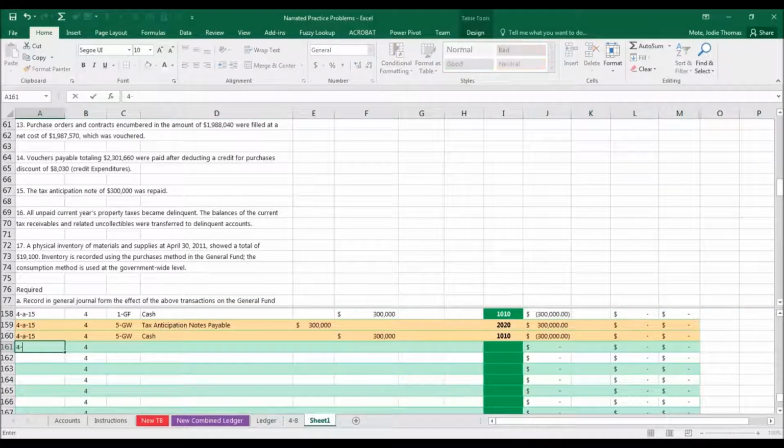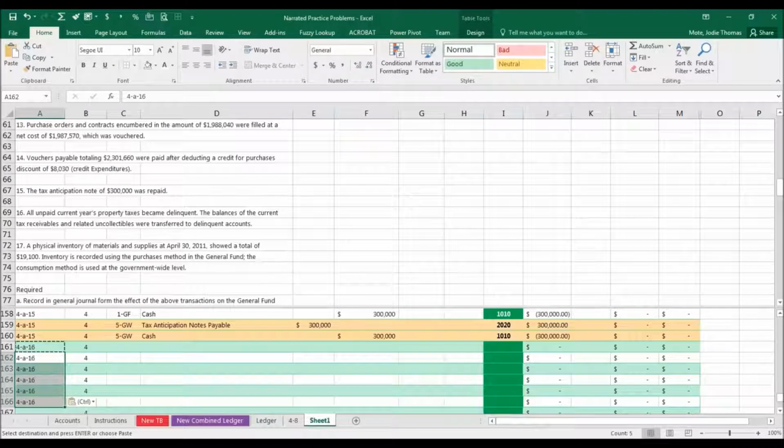4A16. We are going to reclassify all the current year's property taxes as delinquent. If the problem helps you out a little bit there, the balances of the current tax receivables and related uncollectibles are transferred to the delinquent accounts. So it's talking about balances.